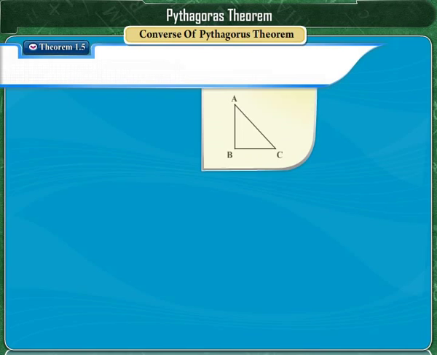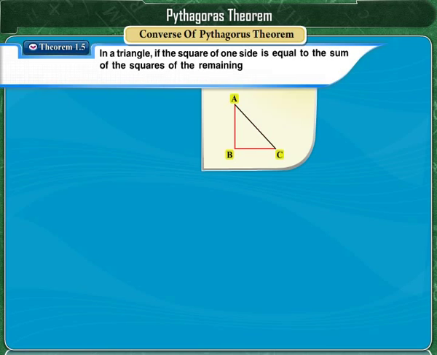Four. Converse of Pythagoras Theorem. We will study the converse of Pythagoras Theorem now. In a triangle, if the square of one side is equal to the sum of the squares of the remaining two sides, then the angle opposite to the first side is a right angle.